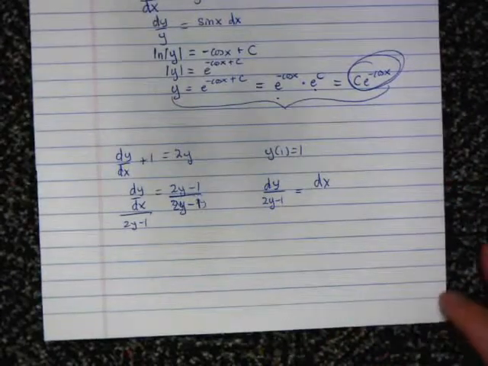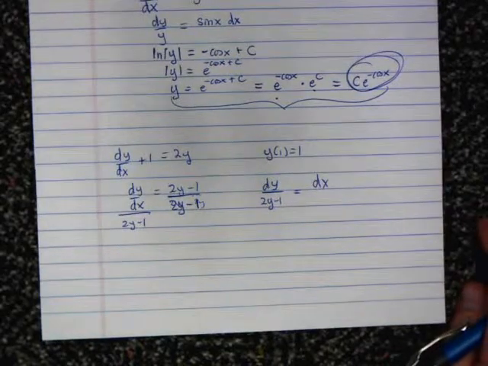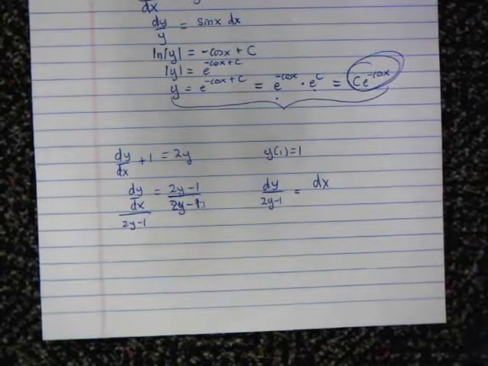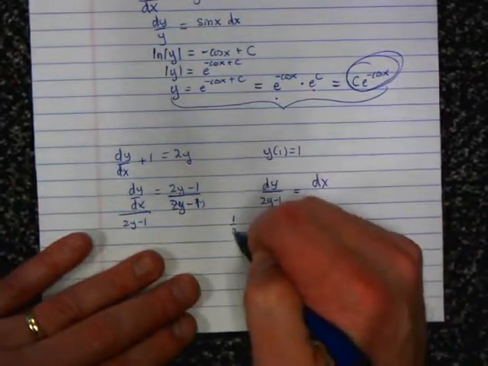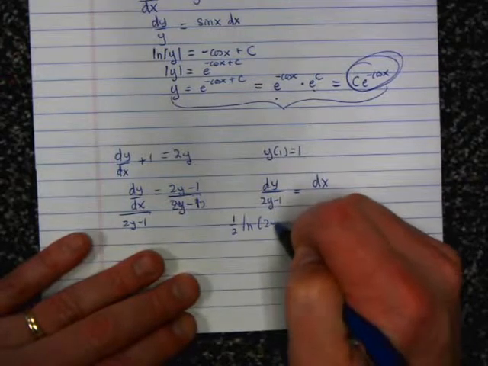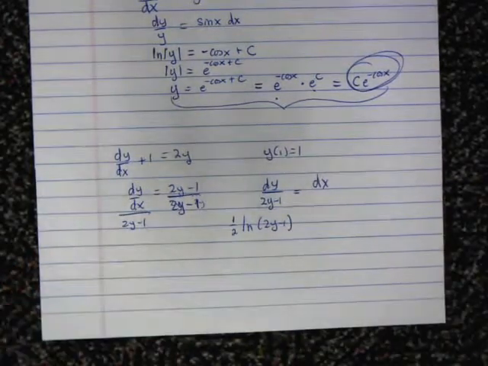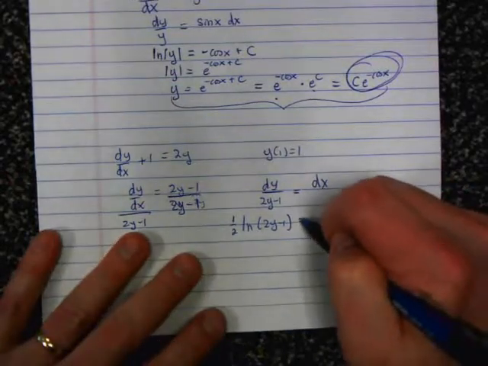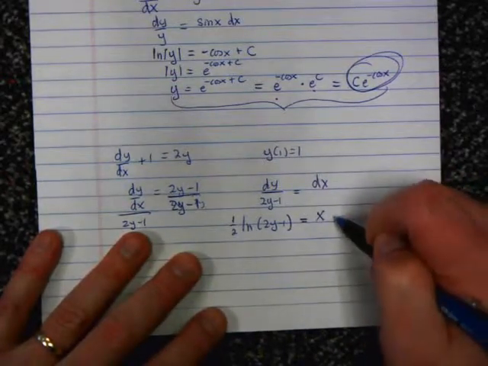We integrate on the left-hand side. What's the antiderivative of dy over 2y minus 1? One half ln of 2y minus 1. Where'd the 1 half come from? That's a u substitution problem. You really have to let u equal 2y minus 1. du is 2 dy. All right, equals x plus c.